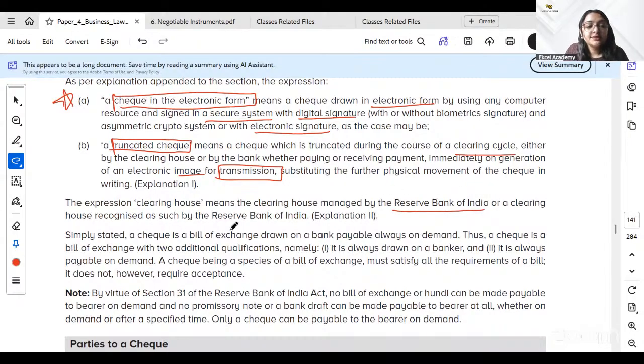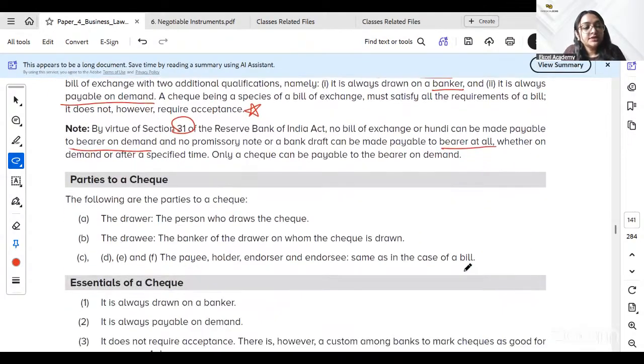So check is a bill of exchange which is drawn on a bank, payable always on demand. Two additional qualifications: it has to be drawn on a banker only, and it has to be payable on demand always. A check being a species of your bill of exchange must satisfy all requirements of the bill. The only difference is that it does not require your acceptance. By virtue of Section 31 of your Reserve Bank of India Act, no bill of exchange or hundi can be made payable to bearer on demand, and no promissory note or bank draft can be made payable to a bearer at all.